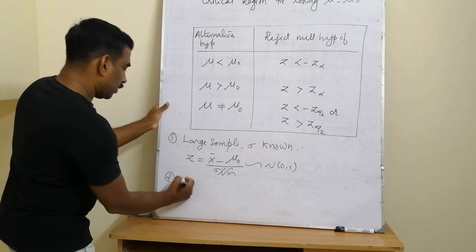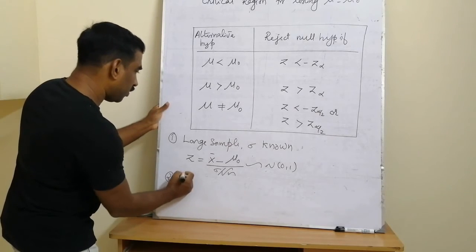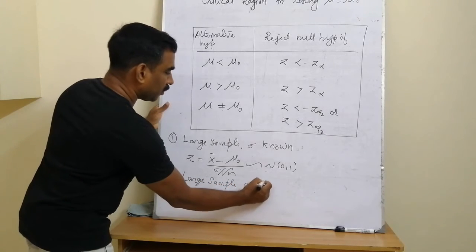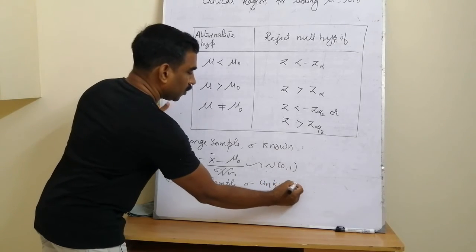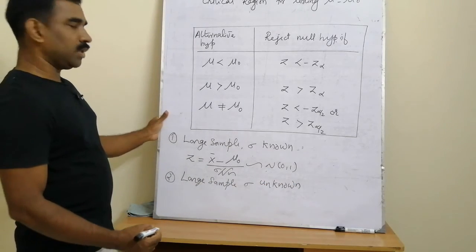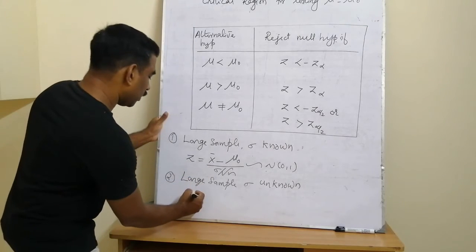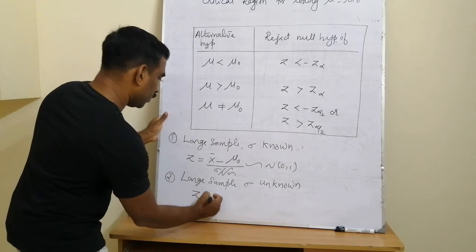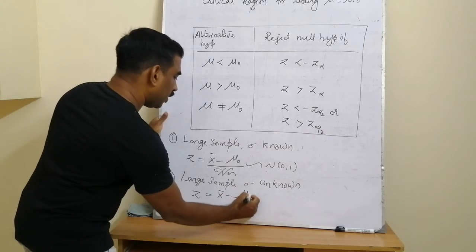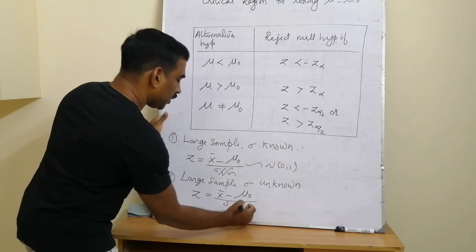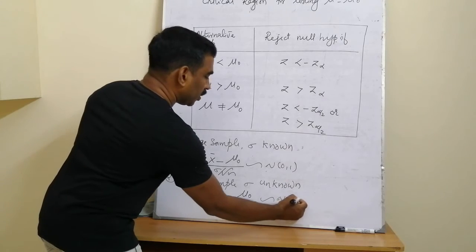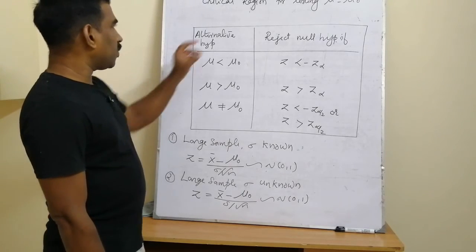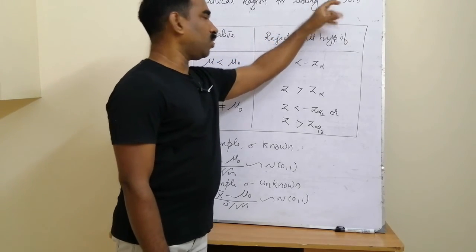And the second case, the normal distribution case, is large sample with sigma unknown. For large sample with sigma unknown also we are using the normal distribution as the sampling distribution, as x bar follows N(mu, s by root n), or Z is equal to x bar minus mu naught divided by s by root n, where s is the sample standard deviation, that follows normal distribution. So these two tests are called normal test, and we are applying normal test for testing the null hypothesis mu is equal to mu naught.